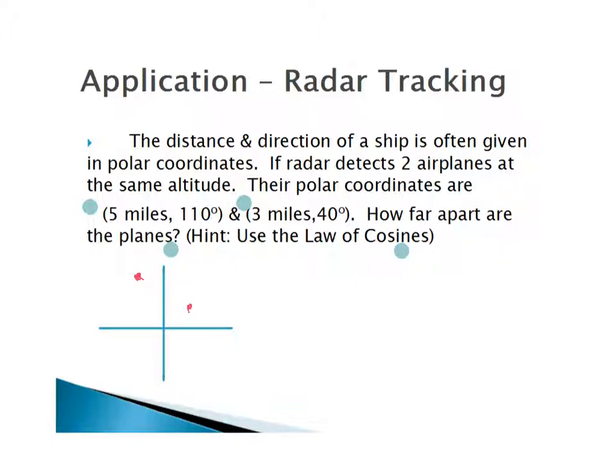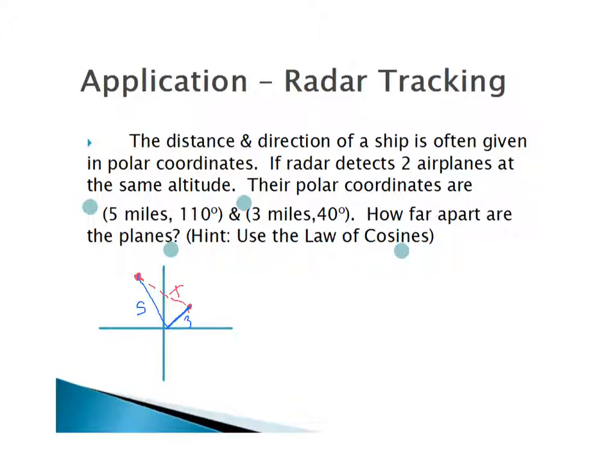Well, the law of cosines works with triangles. I must need to have a triangle. I'm looking for this distance right here. So let's create a triangle from the pole. Because I know this distance right here, that's how far out that was. That was 3 miles. This distance here was 5 miles. And I'm looking for this right here. I don't know, let's call it X, I guess.